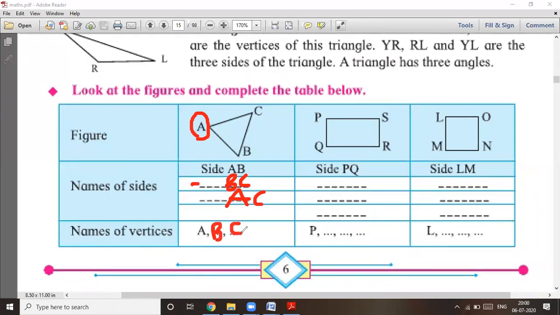A, B, and C. किती आले तुम्हाला? Similarly, here a rectangle is given to you, and there are four sides. Side PQ, then side QR. Third, you have to write side SR. And fourth, side PS. And there are four vertices. किती vertex आहेत रे? Four. There are four vertices: P, Q, R and S.